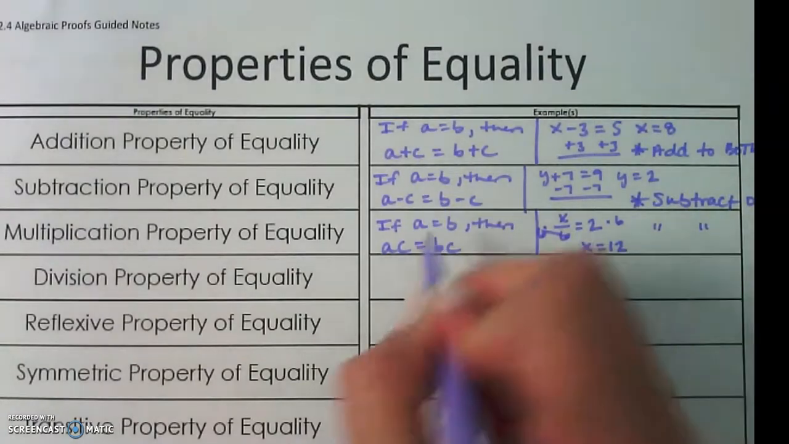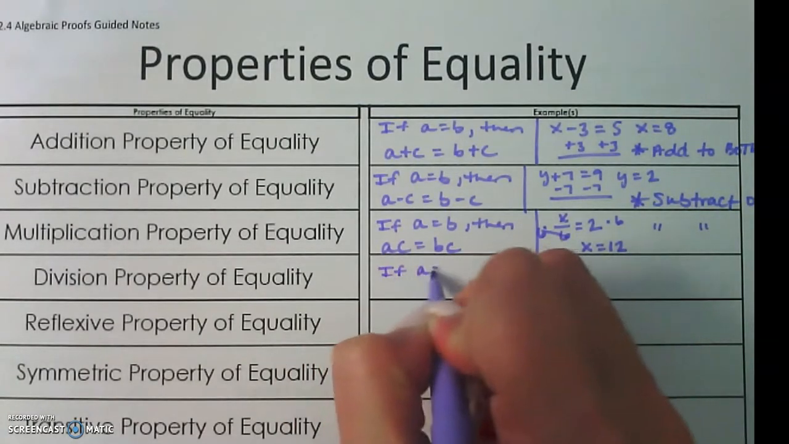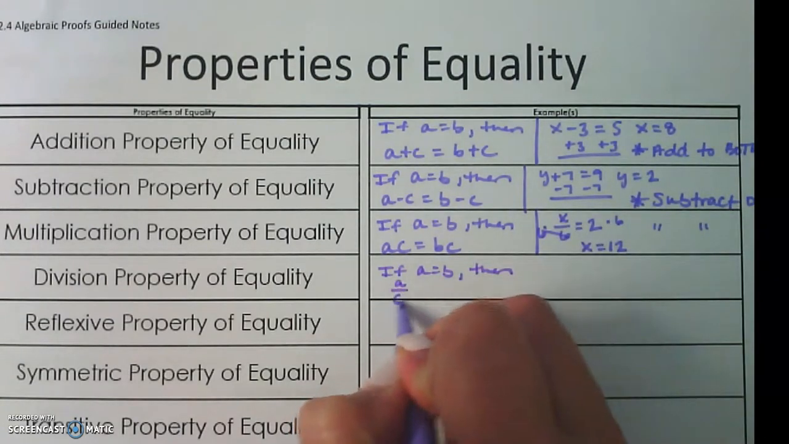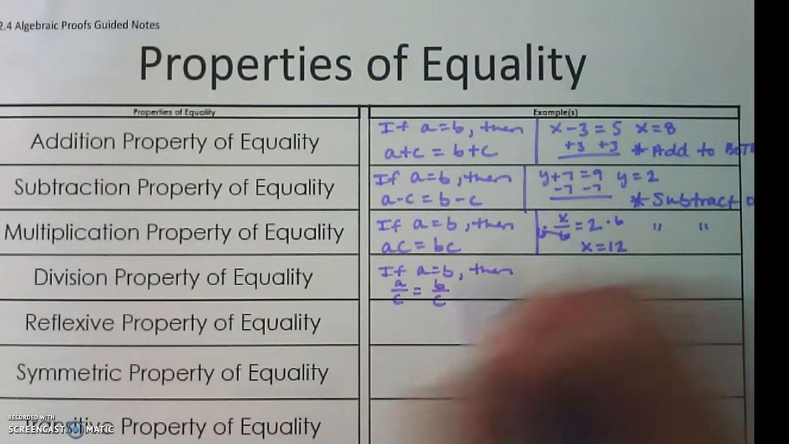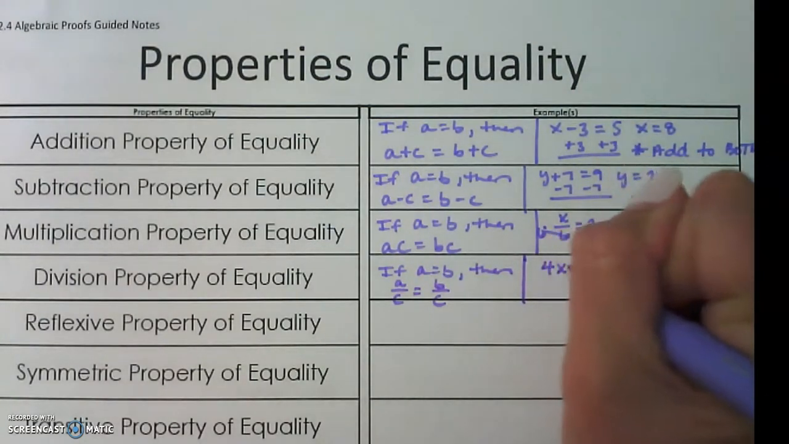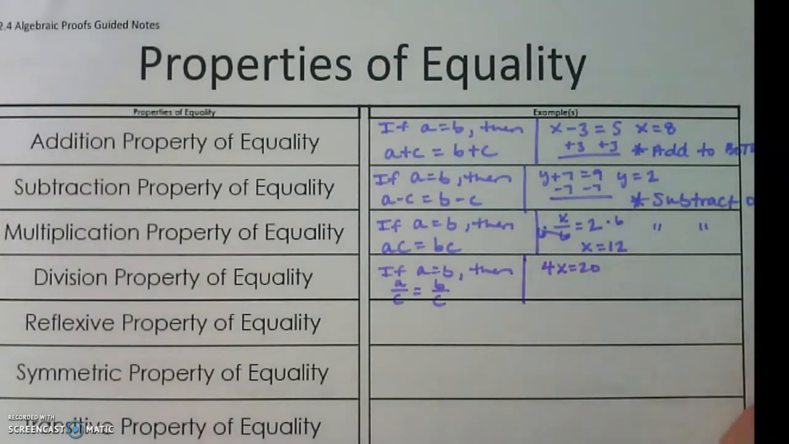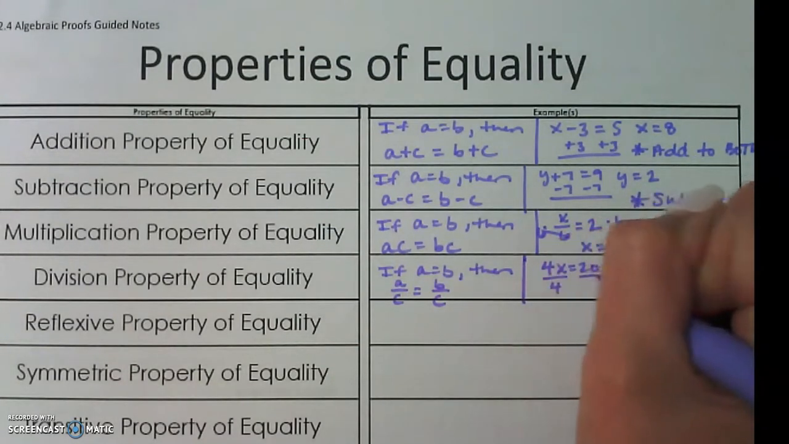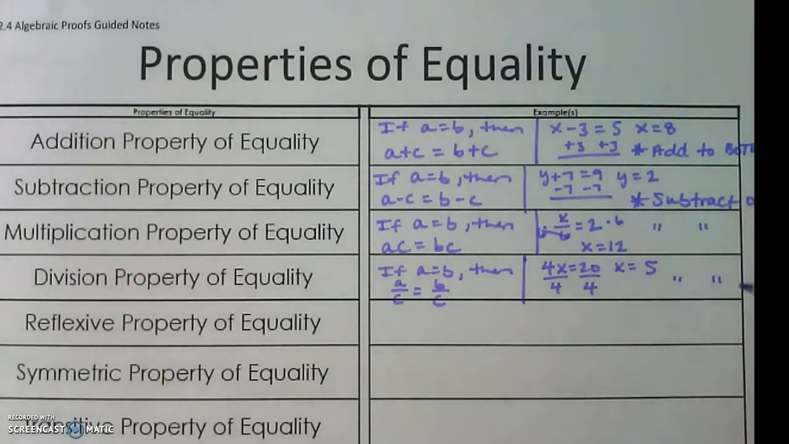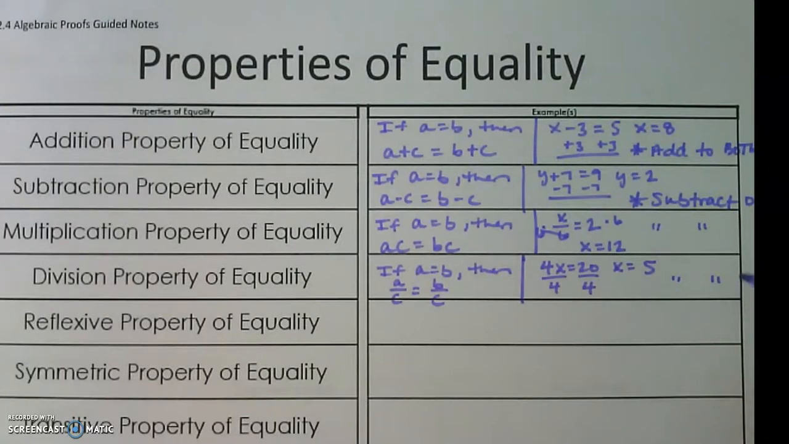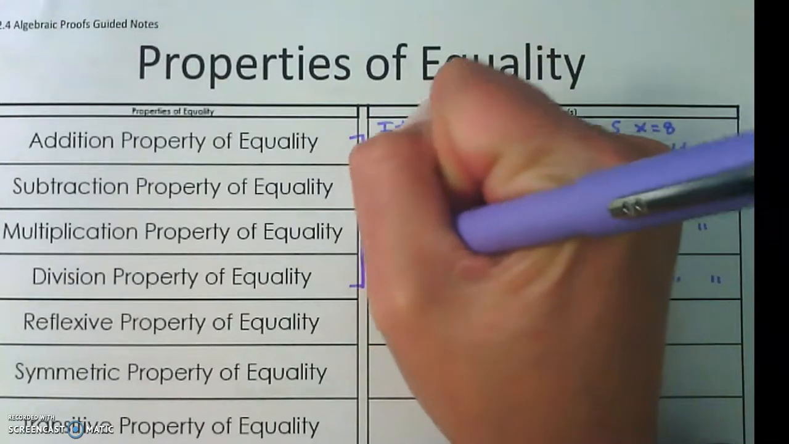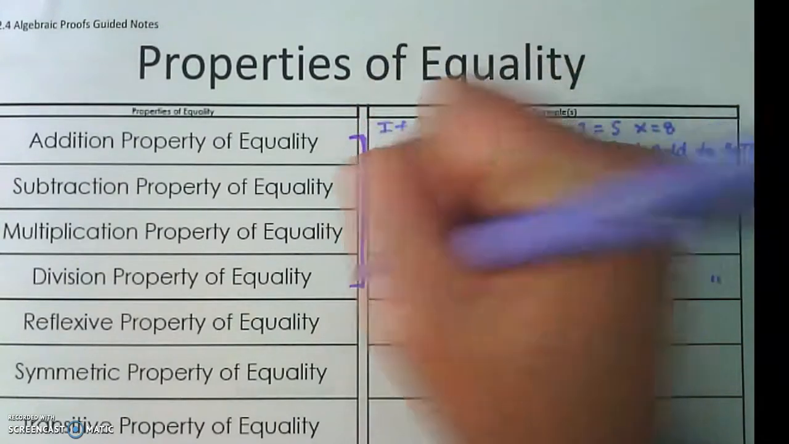Division property. So if A is equal to B, then A divided by C is equal to B divided by C. Our example here is going to look like 4x equals 20. So if we wanted to solve for x, we're going to divide by 4 on both sides of the equation so that x is equal to 5. Again, we're going to divide on both sides of the equation. So these first 4 properties of equality are happening on either side of that equal sign.